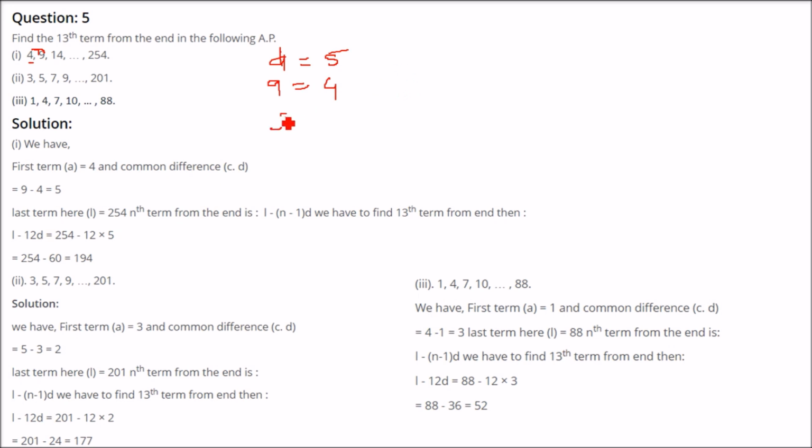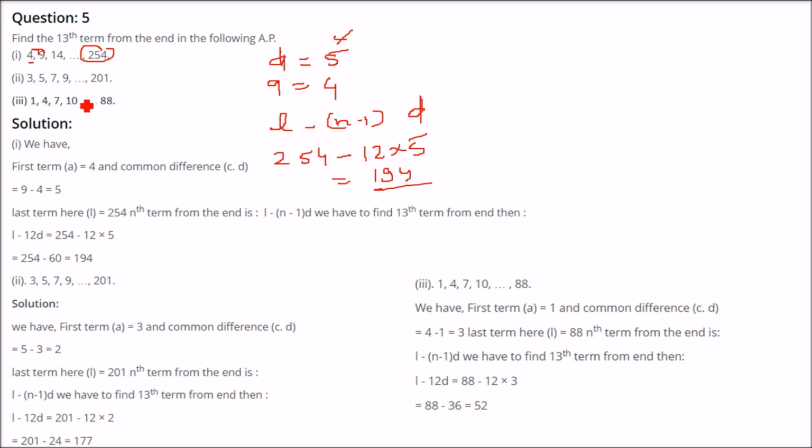So we can use the direct formula as the last term minus N minus 1 into D, right? L minus N minus 1 into D, we can directly use. What is the L? L is the last term, which is 254, minus N minus 1 into D, so 13 minus 1 is 12. What is D? D is 5. So this is going to be 194. This is how we have to find out.